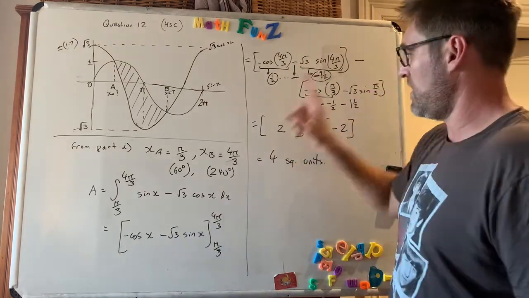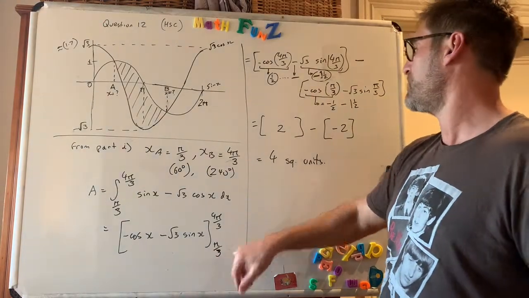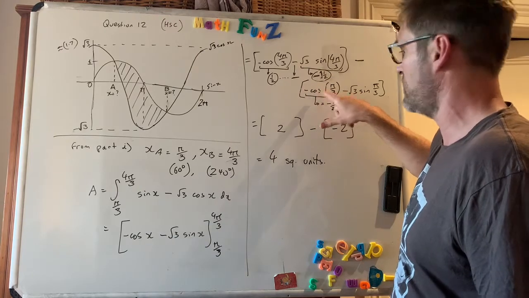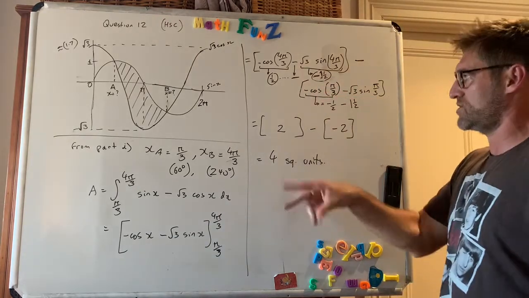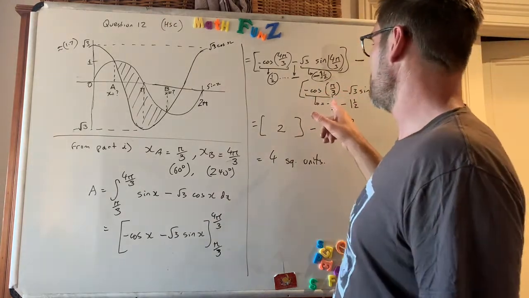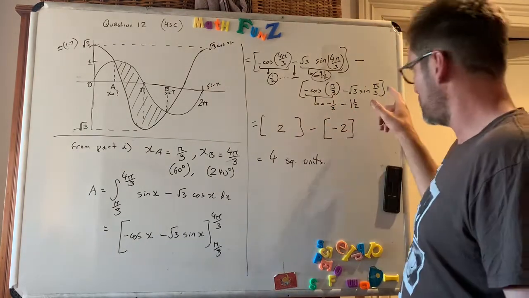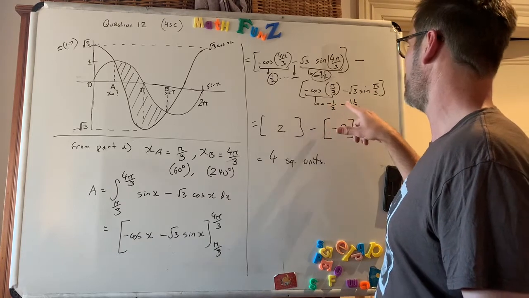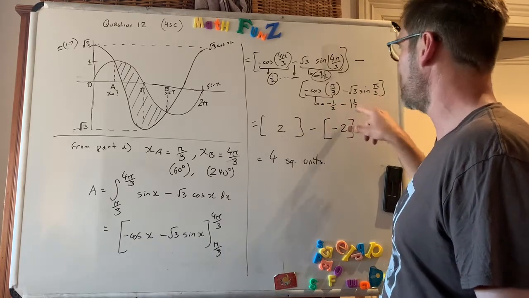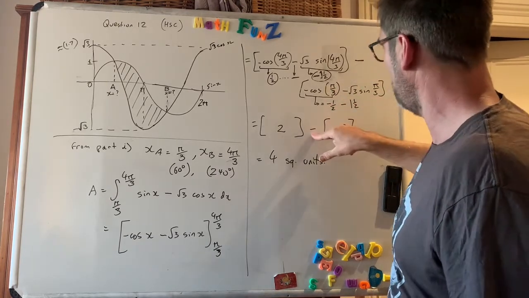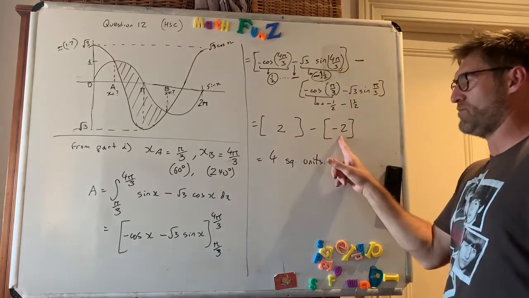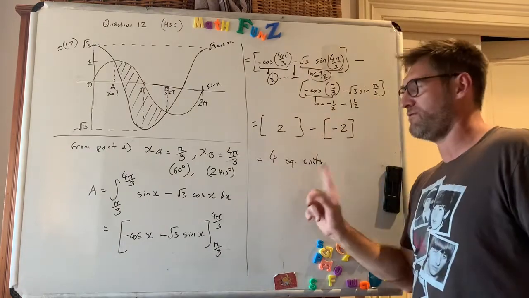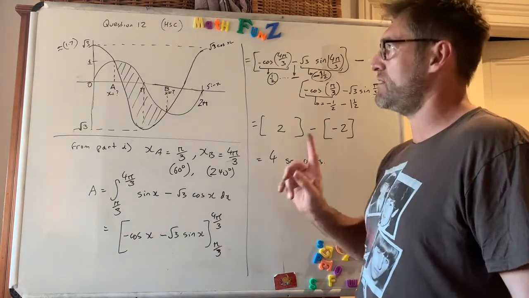Doing the same with the lower value of pi on 3, substituting back in, I've got minus cos pi on 3. Put that into a calculator and I end up with negative a half. Do the same with the sine, negative 1.5. So this is minus a half minus 1.5, so that's minus 2, but this minus is there, so minus again means plus 2. That gives me 4 square units. All right, that's question 12 done.